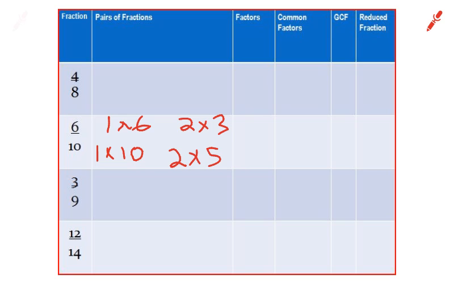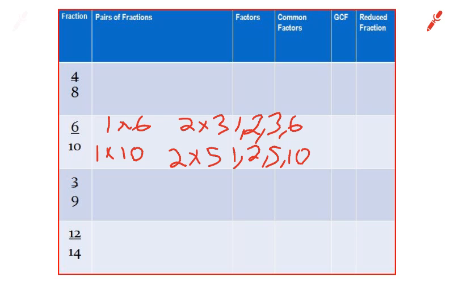What are our factors for 6, Ashley? 1, 2, 3, 6. Let's see, pairs of factors for 6. Yep. 1, 2, 3, 6. Good. And Bella, what are our factors for 10? 1, 2, 5, and 10.